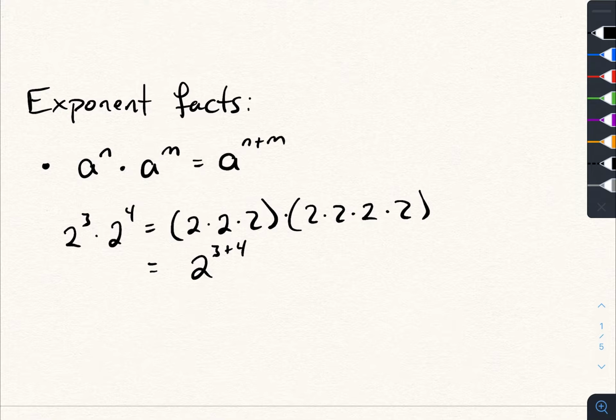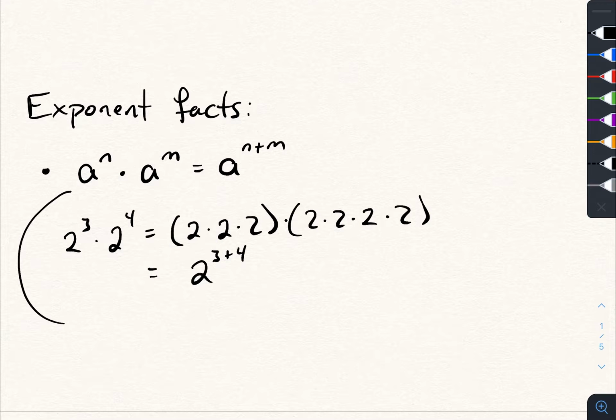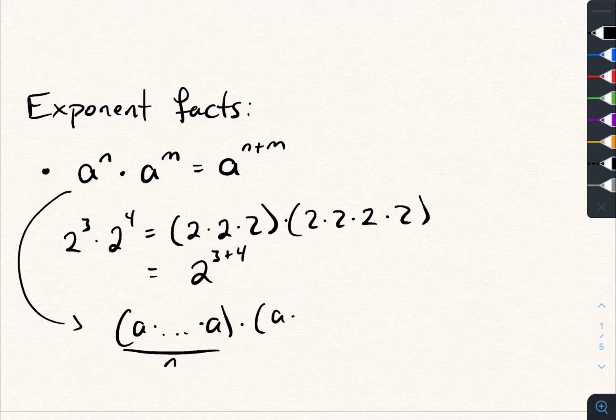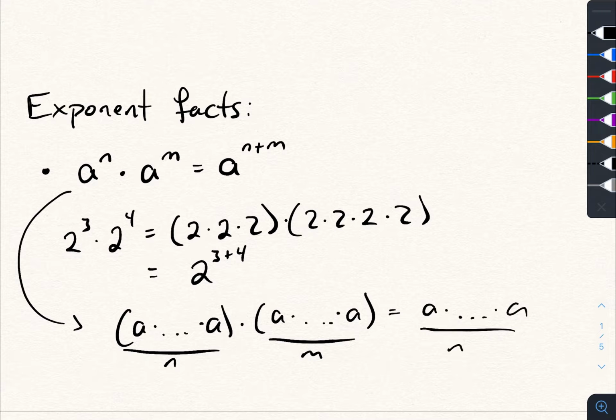Yeah, and you could also write this out in a more general argument too. So a to the n times a to the m, you could write this as a multiplied n times, and then you multiply by a m more times, and so in total you have that this is a multiplied by itself n plus m times.